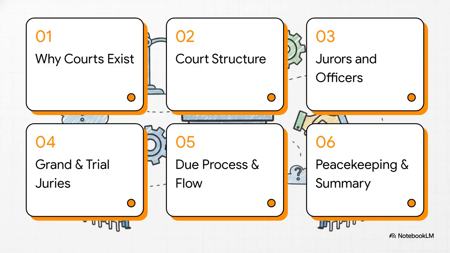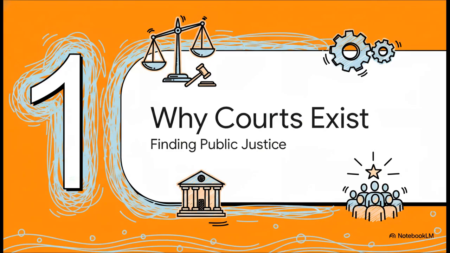Okay, let's dive into this. We're going on a top-down journey today, covering 6 areas. 1. Why courts exist. 2. Court structure. 3. Jurors and officers. 4. Grand and trial juries. 5. Due process and flow. And finally, 6. Peacekeeping and our summary. Starting right off with Section 1. Why courts exist. Finding public justice.